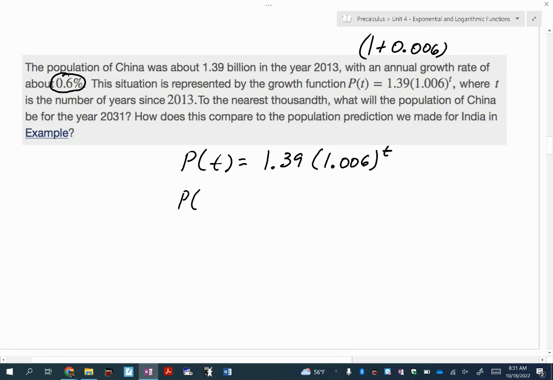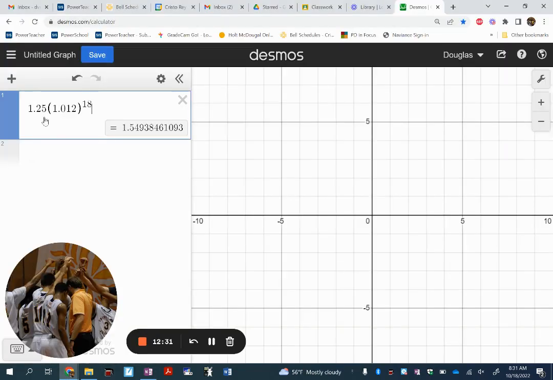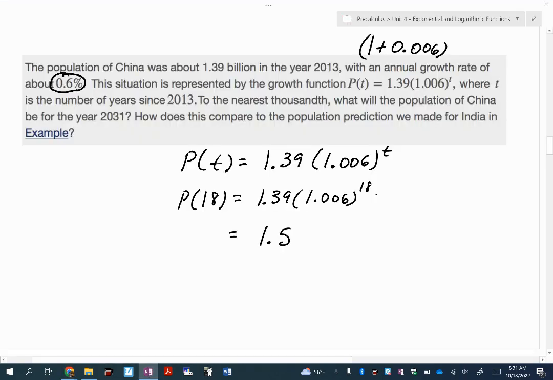So let's plug in the same thing because it's years since 2013, so 18 years from now for 2031. All right, and so this is going to be, so changing my numbers in my calculator. All right, so 1.39 times 1.006 to the 18th. So we get 1.548 billion people that we expect in 2031.